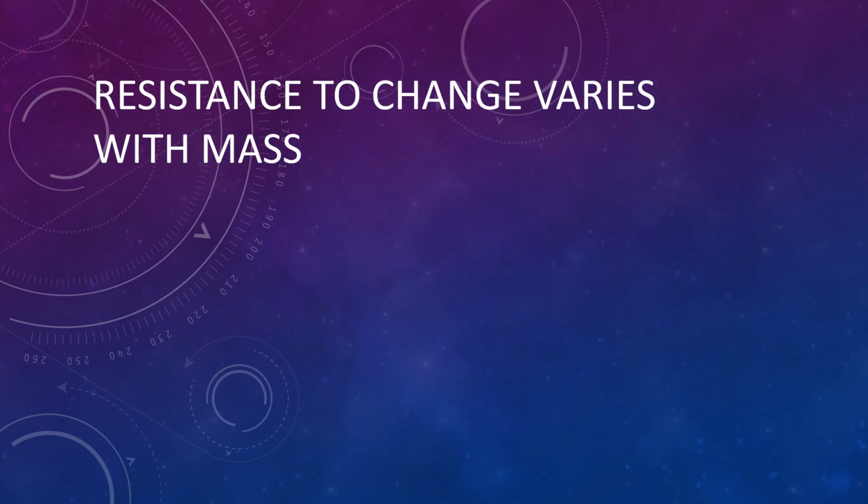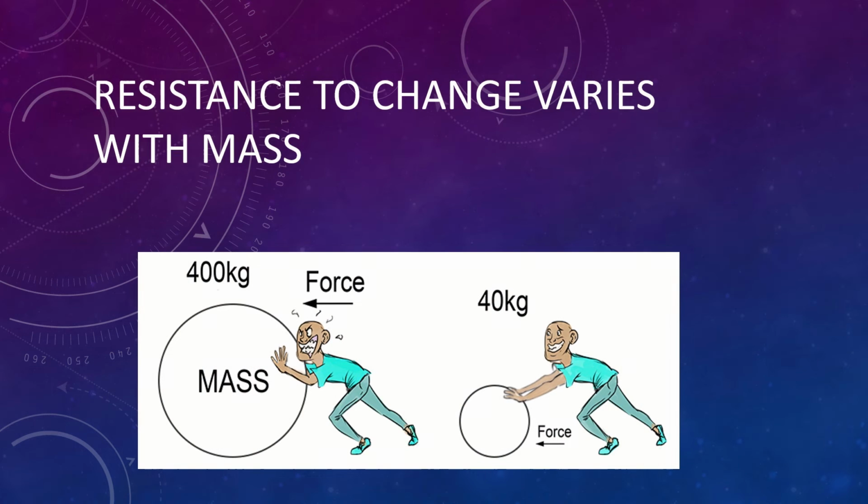This resistance to change its state in case of translational motion is due to the mass of the object, and hence the mass is the translational inertia or rectilinear inertia. Mass is also defined as the amount of matter contained in any object. So the more the mass, the larger the amount of force you need to change its state. If the mass is less, you need less force to change its state.